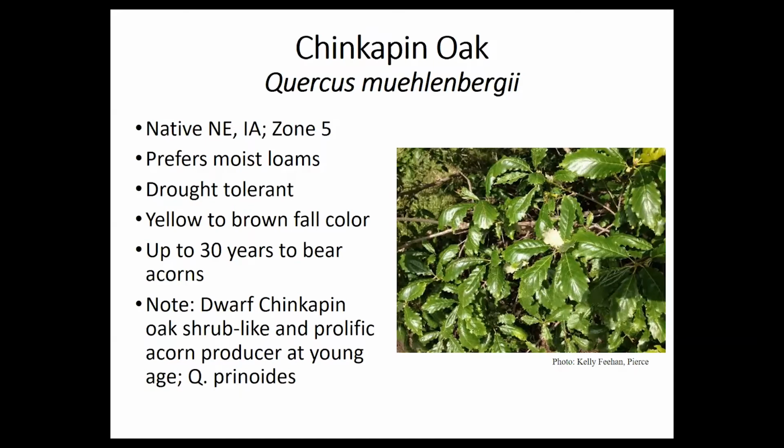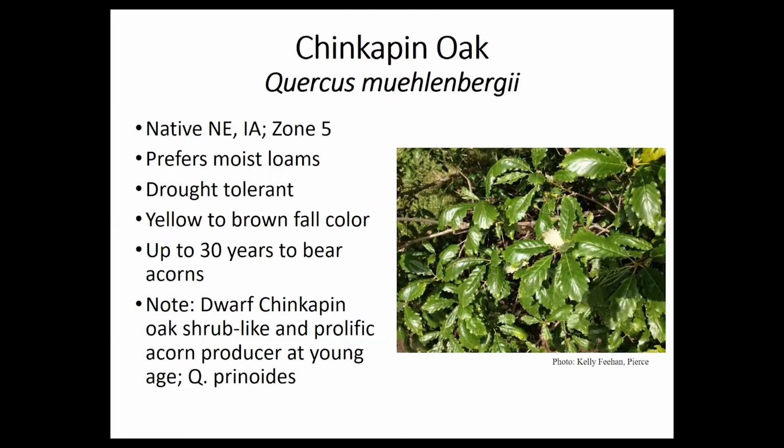Again, most oaks take up to 30 years to bear acorns. Sometimes it's called a chestnut oak, because it doesn't have the typical lobes that a lot of our oak trees have. And I'll be honest with you, I took this picture at the Pierce Arboretum and it actually has some herbicide damage on it, but you can still get a good sense of the leaf shape and the glossiness of the leaves.